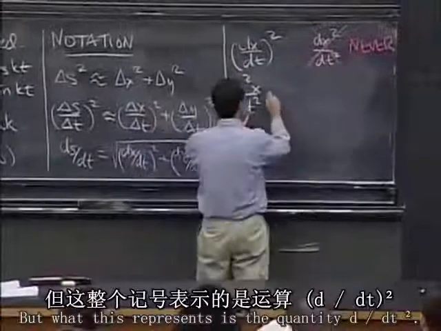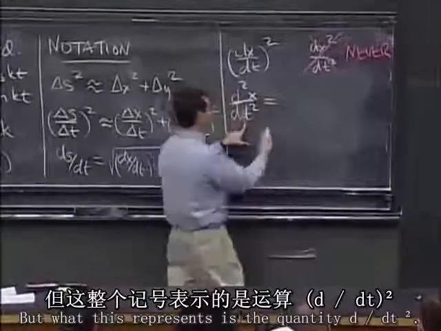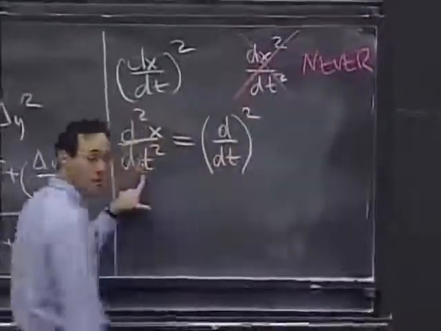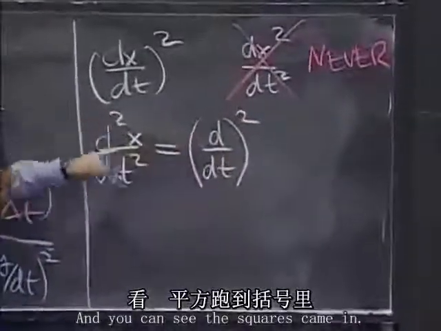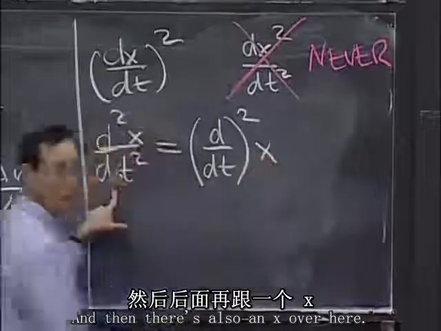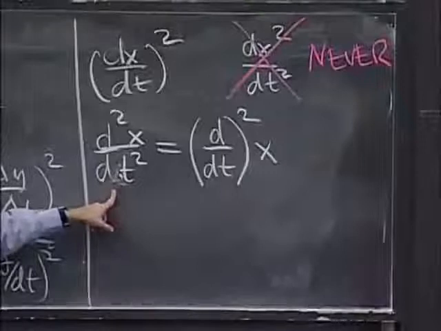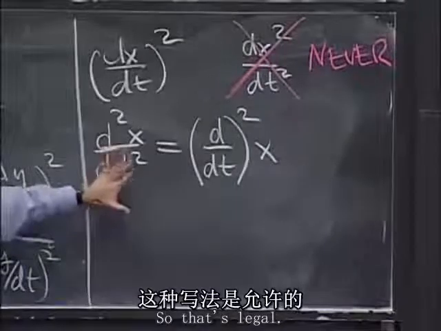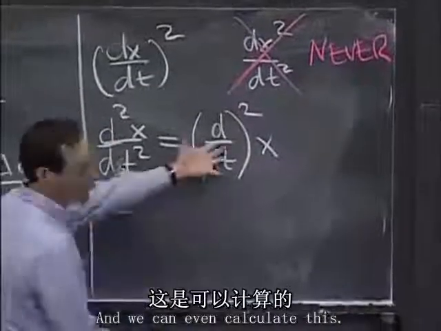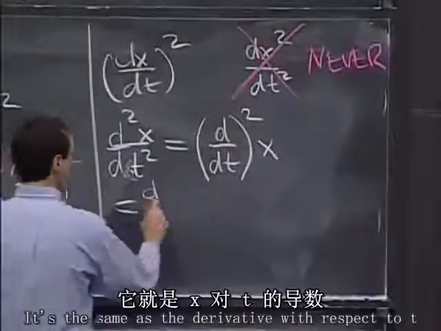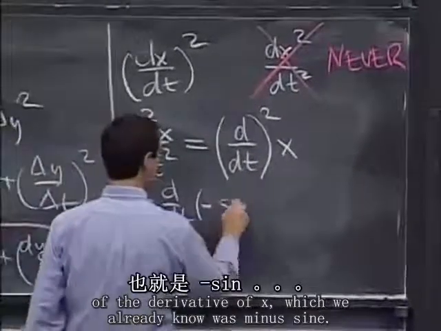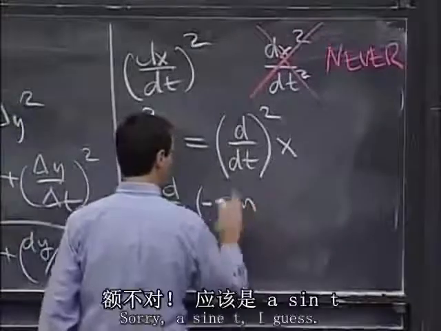But what this represents is the quantity d over dt squared. And you can see the squares came in and squared the two expressions. And then there's also an x over here. All right? So that's legal. Those are notations that we do use, and we can even calculate this. It has a perfectly good meaning. It's the same as the derivative with respect to t of the derivative of x, which we already know was minus a sine t, I guess.